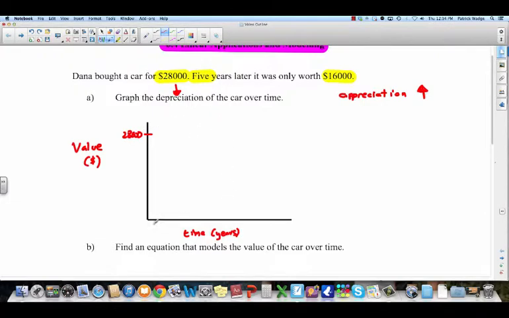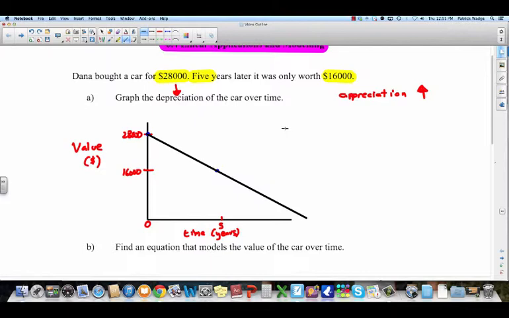And then 5 years later, so now we go out to 5, you can just go as far as you want. You notice I'm not being accurate here or anything. We just want to use the graph to help us come up with the equation and stuff. We go out to 5, and it's only worth $16,000. So I'll put 16,000 right here, and there's a point right here. At 5 years, it's worth $16,000. At 0 years, it's worth $28,000. So those are 2 points. And then you're going to draw a line connecting them. And we're going to assume it continues in a linear fashion. So somewhere way out here, it's going to be worth nothing.